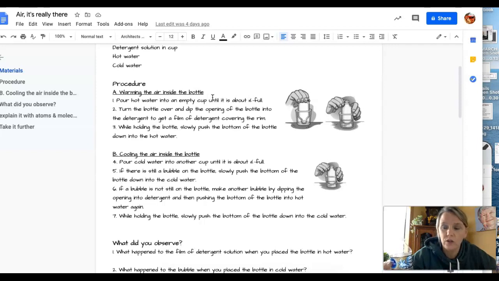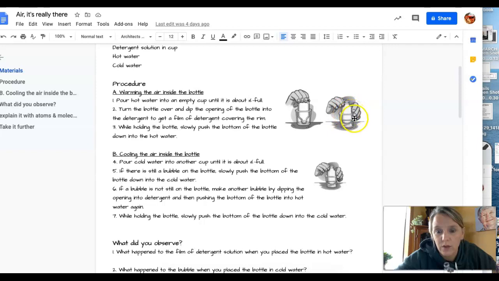So we are going to dip the top of this bottle into some detergent, and I'll show you that. I'll make the screen really big. I'll show you that. And then we are going to submerge the bottom of the bottle into the warm water, and it's going to warm the overlying air in this bottle, okay?